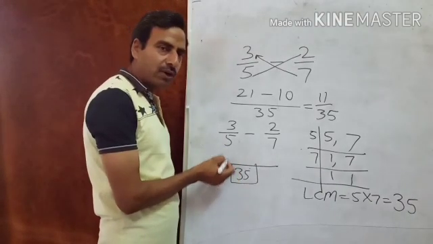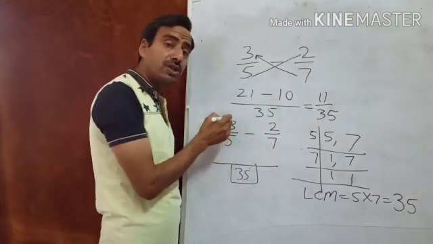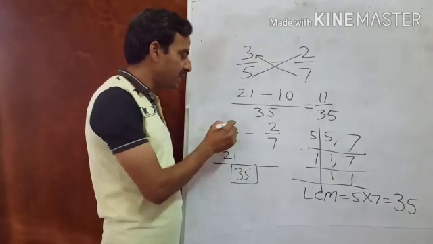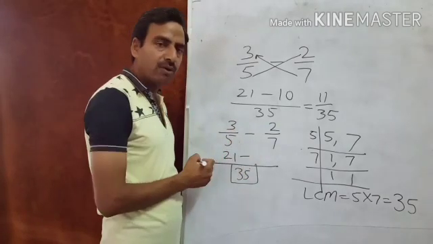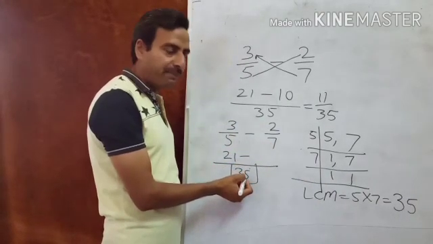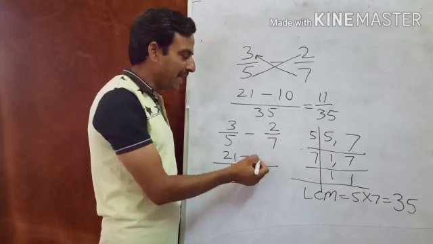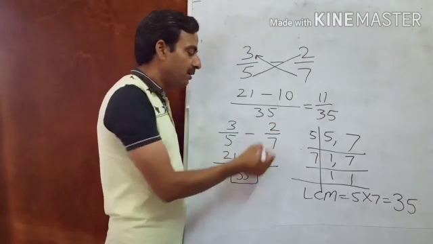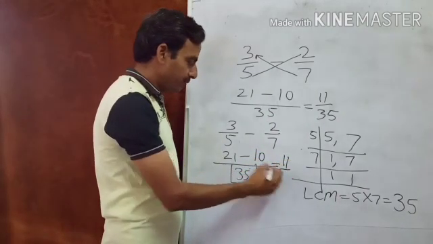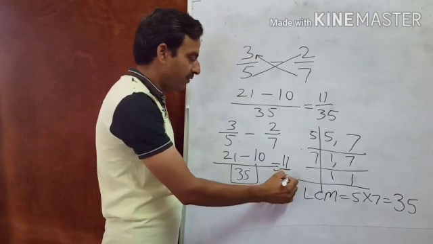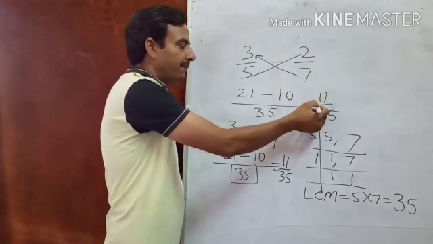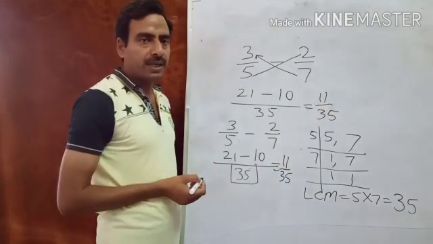The quotient will be 7. That quotient we will multiply with its numerator. 7 multiplied by 3 is equal to 21. 7 3s are 21. Then the sign of minus. Write down the sign of minus. Then 7 divided into 35, 7 5s are 35. 5 times it will go. 5 is the quotient. That quotient multiplied with its numerator. 5 2s are 10. Then 21 minus 10 is 11 upon 35. The answer is 11 upon 35. Both answers are the same over here.